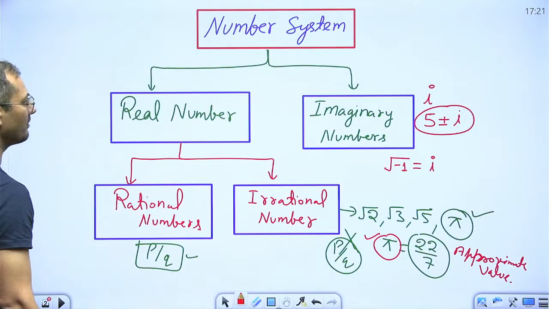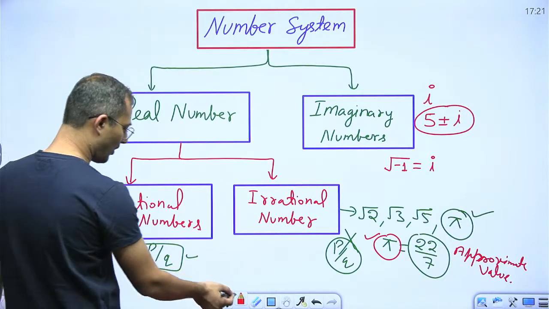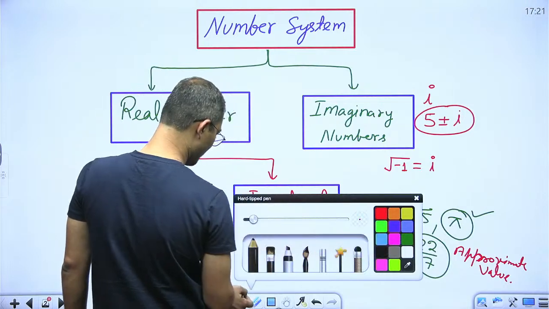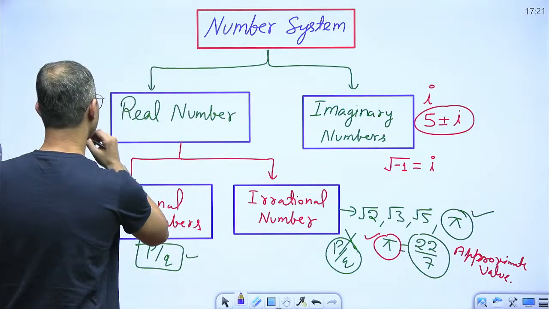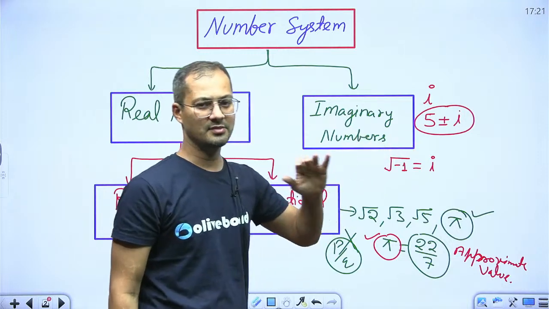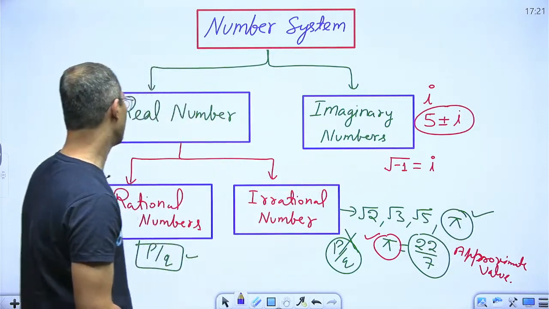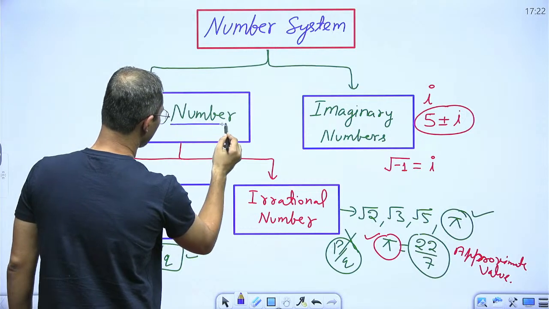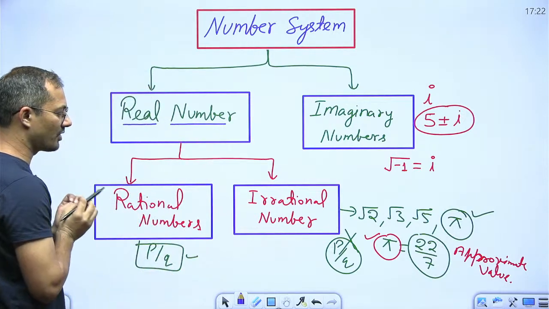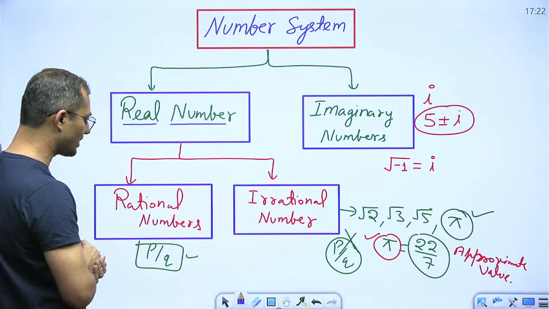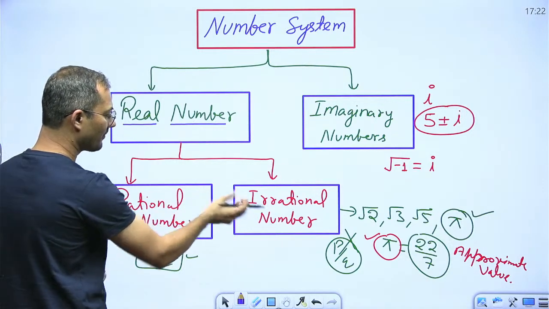So let me clear one thing. All the numbers which can be represented on the number line are known as real numbers. Imaginary numbers cannot be represented on the number line. So real numbers are the numbers which can be represented on a number line, and these are rational numbers and irrational numbers.